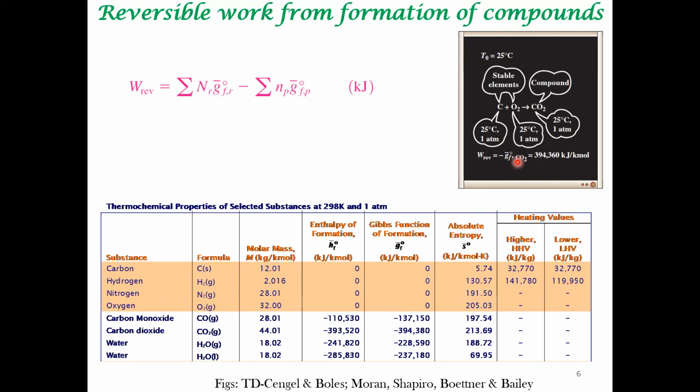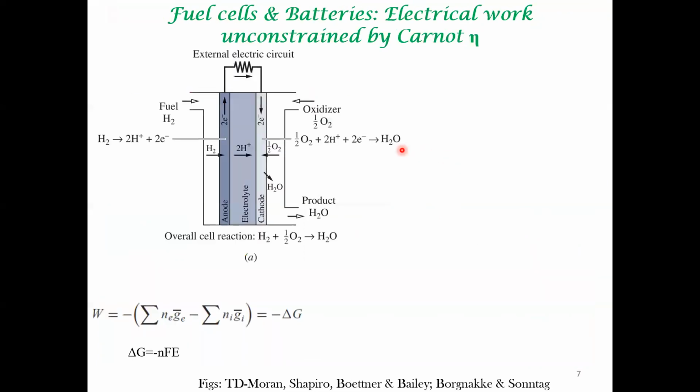Okay, so one of the most straightforward manifestations of work from an exothermic reaction is the electrochemical combustion. So what do you mean by that? Electrochemical combustion is done in a fuel cell. It is an electrochemical gadget. Both fuel cells and batteries are electrochemical devices that are not constrained by Carnot efficiency. We have already mentioned this in the early part of the class.